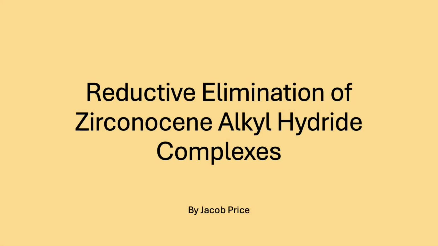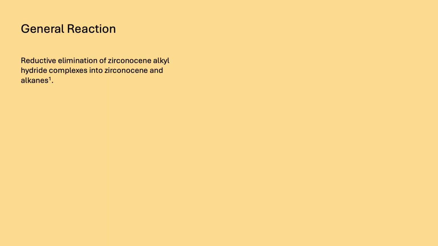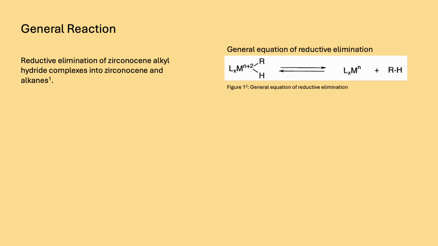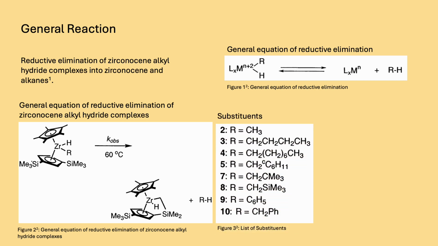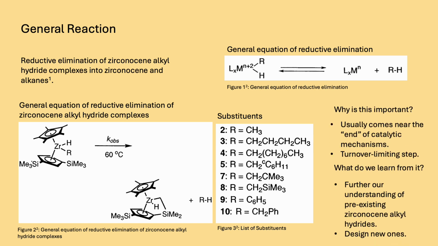Discussing the reductive elimination reaction of zirconocene alkyl hydride complexes into zirconocene and alkanes. The general equation for reductive elimination can be seen first, then followed by the general equation for reductive elimination of zirconocene alkyl hydride complexes. R in these equations represents the variable substituents, and they can be any of the examples displayed below. The reaction is important as reductive elimination is an important step in many catalytic cycles.